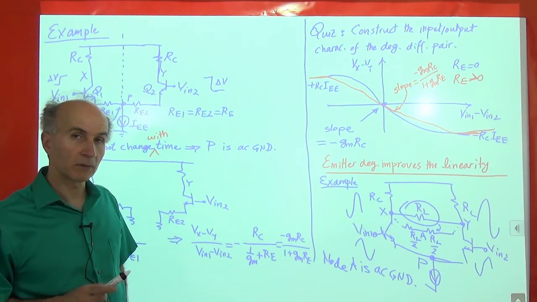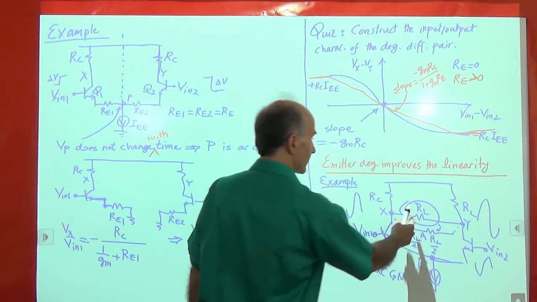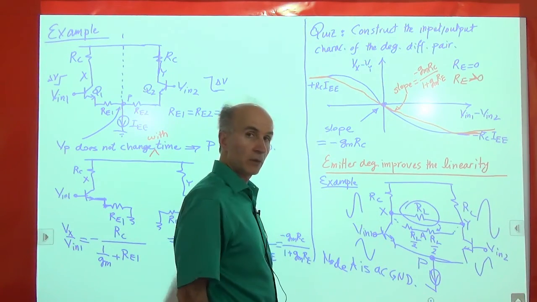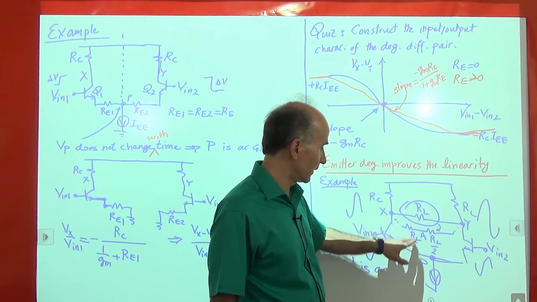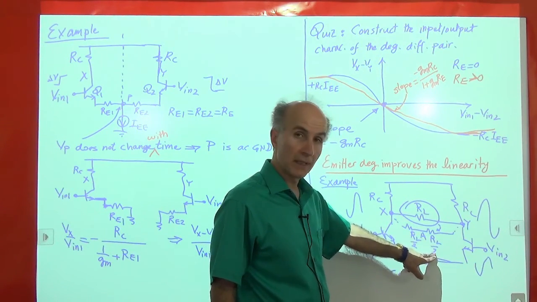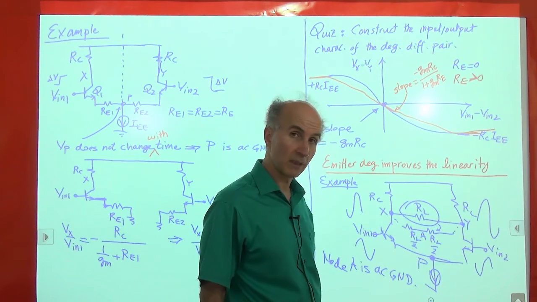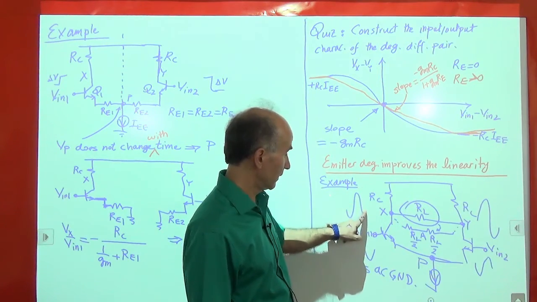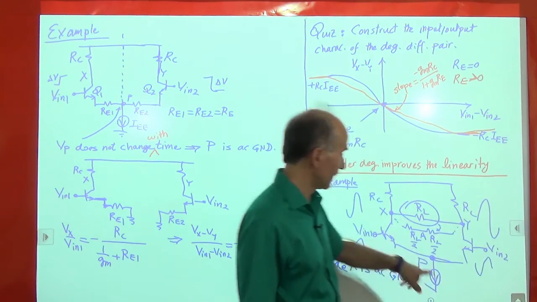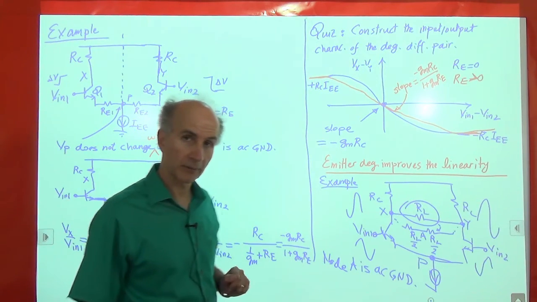So take a moment to make sure you're clear on this. I replaced the single resistor with two, each one equal to half of that value. I know that RL over 2 in series with RL over 2 is the same as RL. But now I have created a point of symmetry. And I know that X and Y change differentially. One goes like this, one goes like this. So the midpoint of these resistors will not change. It will be AC ground.